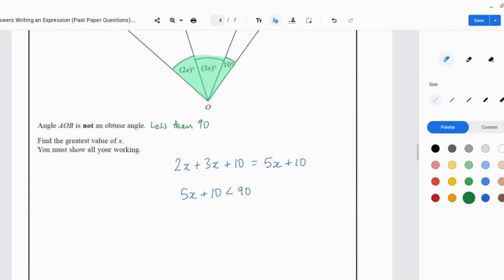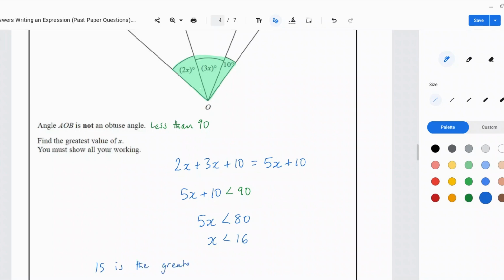So I'm going to take away 10 from both sides. 5x is less than 80. And x is less than 80 divided by 5, which is 16. So x is an angle less than 16. The greatest value of x, therefore, is 15 because it's less than 16. So 15 is the greatest value of x.